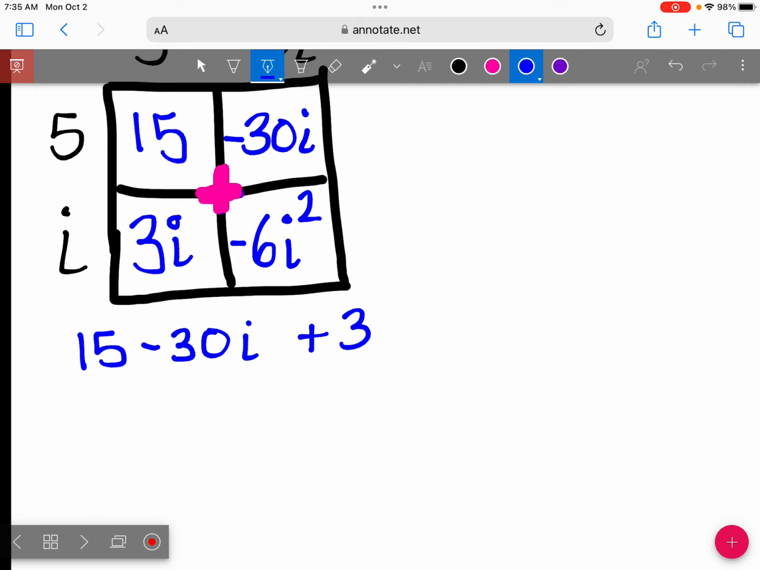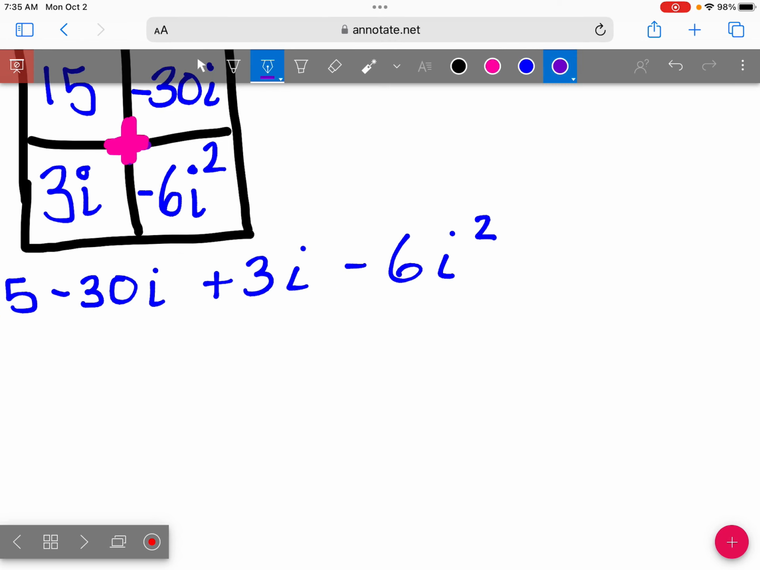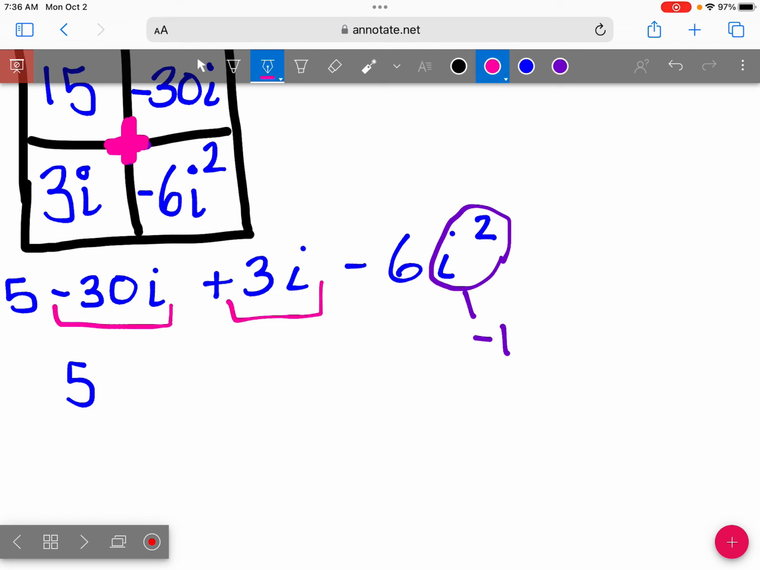Plus 3i minus 6i squared. We talked about i squared on Friday. Anyone remember what i squared equals? i squared equals negative 1. So this is really negative 6 times negative 1. So we have 5 minus 30i plus 3i. So let's combine these like terms.